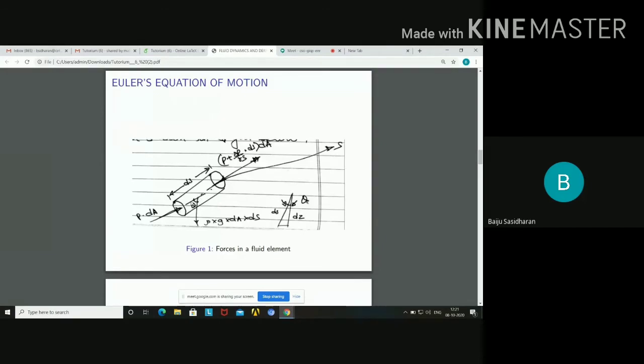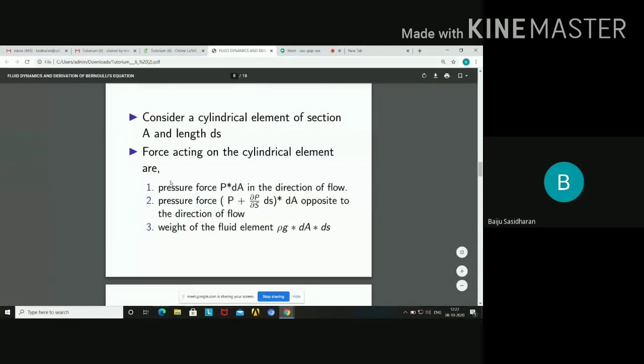Therefore, this side is parallel to this side, and this is ds. So you have to have the figure in your mind, then only will you understand the next terms. Then the forces acting on the cylindrical element are the pressure force P into dA on the left side, and the pressure force P plus dou P by dou S into ds into dA, that is opposite to the direction of flow, and the weight of the fluid element, rho g dA ds.